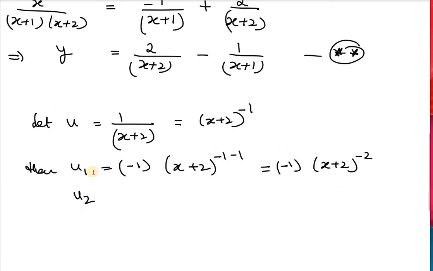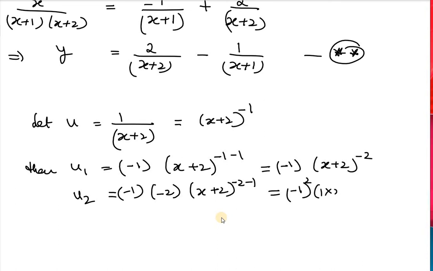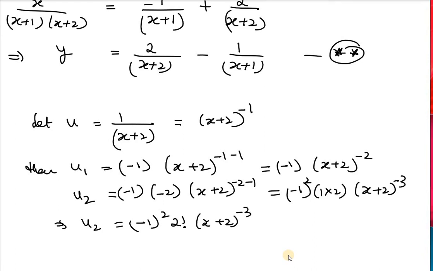u2, you differentiate this u1 one more time, then you get -1 will be there. So it will be -1, then into -2 into (x + 2) to the power -2 - 1, which is equal to -3. Now how many minus are there? Minus into minus, so you'll get (-1)^2. Then 1 into 2 you can write, then (x + 2)^(-3). So this implies that u2 can be written as (-1)^2. Now 1 into 2 can be written as 2 factorial, then into (x + 2)^(-3).